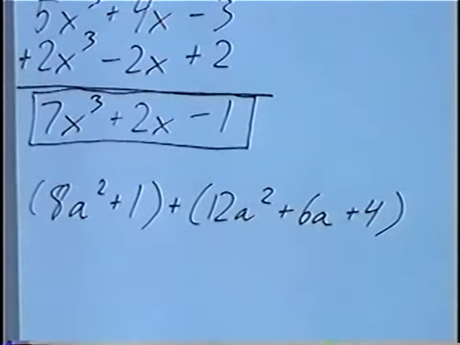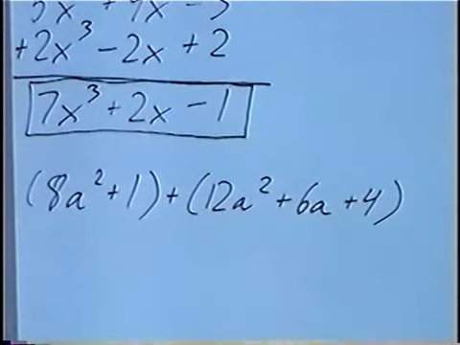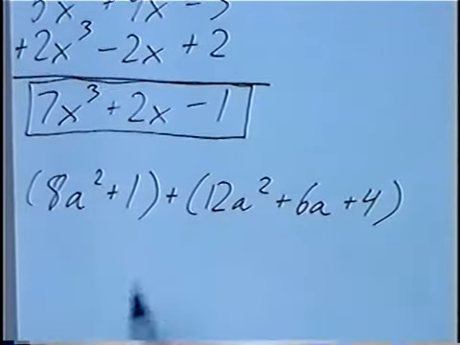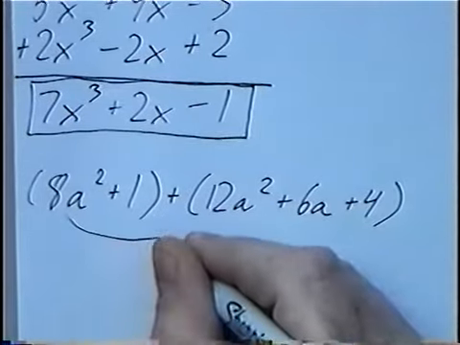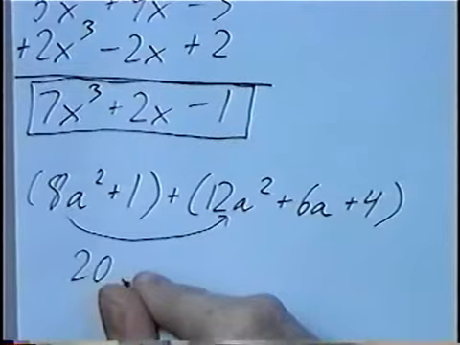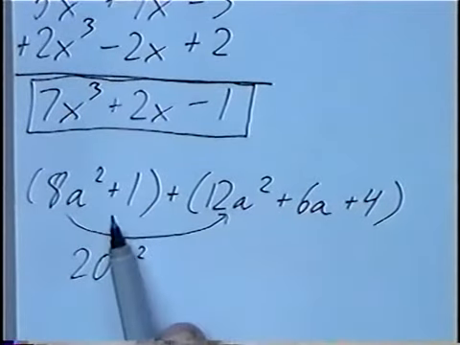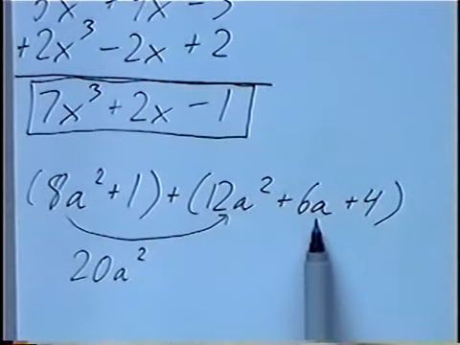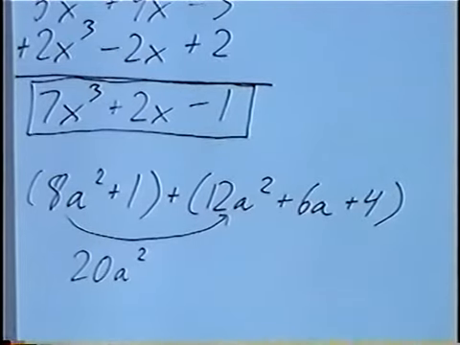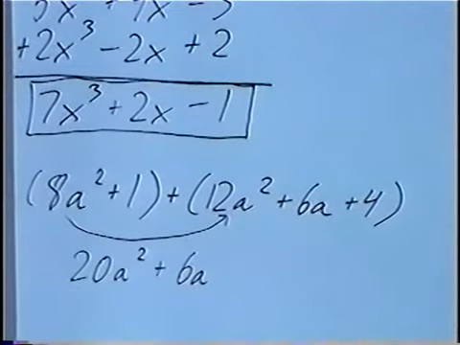To add these together, we can add the like terms. Like terms, again, have the same variable and same exponent. So if we have 8a squared, we can add to that 12a squared. 8a squared plus 12a squared would be 20a squared. The next variable that we have, we don't have any single a's in the first parentheses, but we do have a 6a in the second parentheses. Since there's no other a's, the 6a would stay the same.